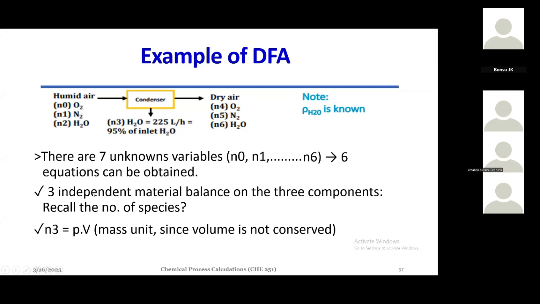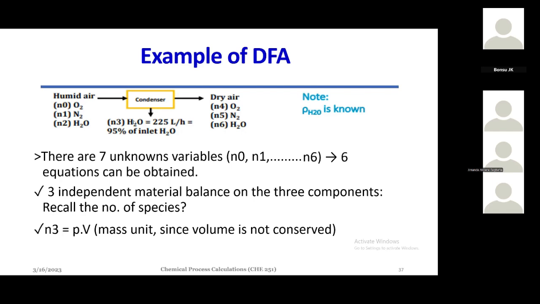Now let's see if you have any other relevant equations. We can have this equation here. You've been given volumetric flow rate. We know density of water to be 1,000. When you multiply the two, we can get a value here for your N3. So that becomes another relevant equation, adding up to the 3, and we get 4 equations.